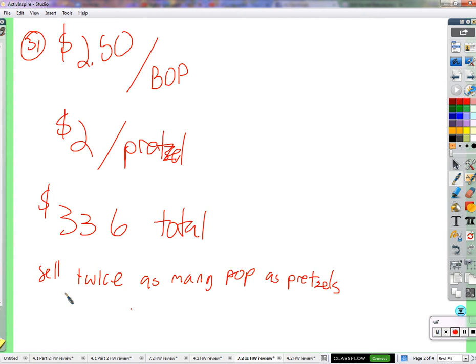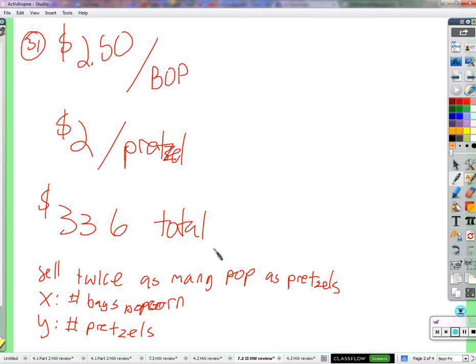There's more popcorn than pretzels. We should probably give them some names like X and Y. What could X represent? Popcorn. The number of bags of popcorn, as opposed to the price of popcorn, because we already know the cost. And Y would represent the number of pretzels then, right? That would make sense.